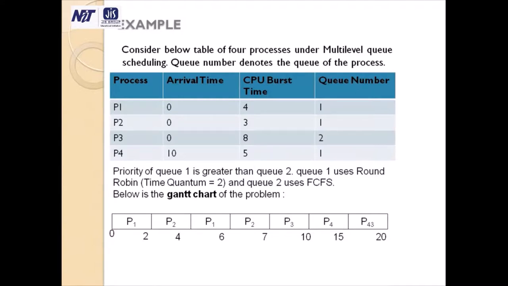Then P3 got the chance again. Now P3 got the chance again, and it executes 3 milliseconds. So 15 to 20 P3 executes.